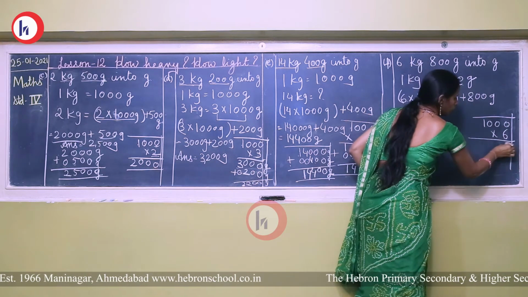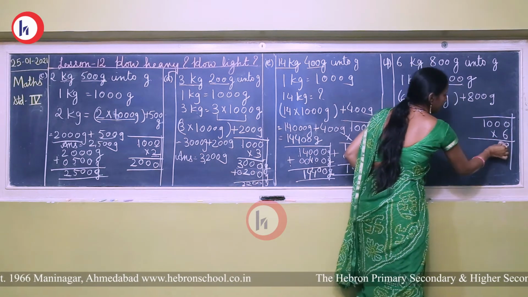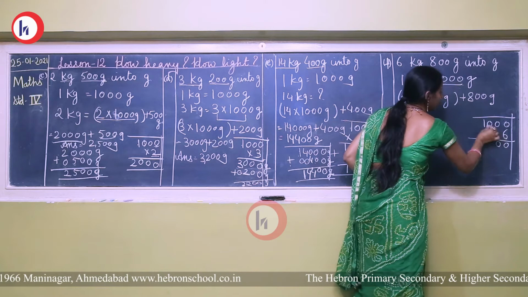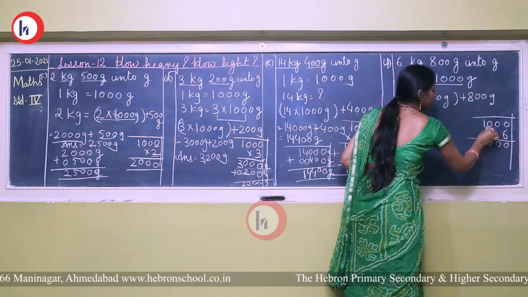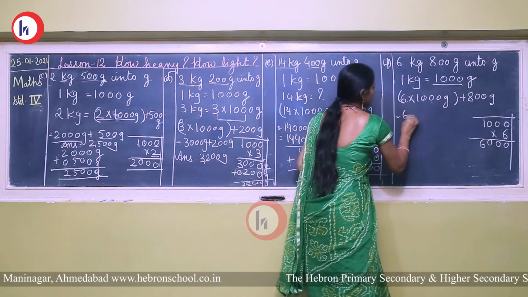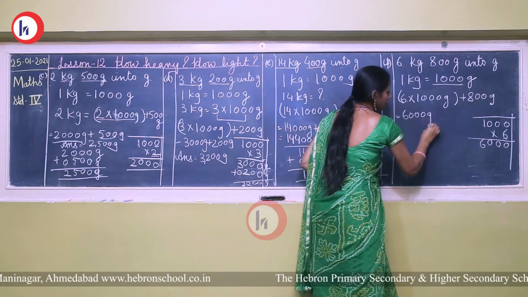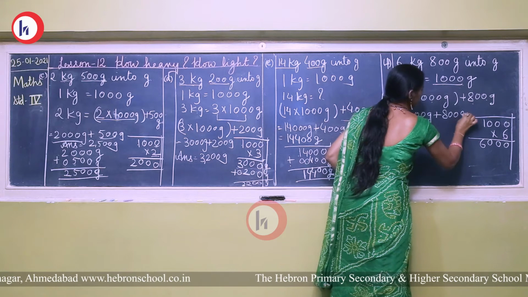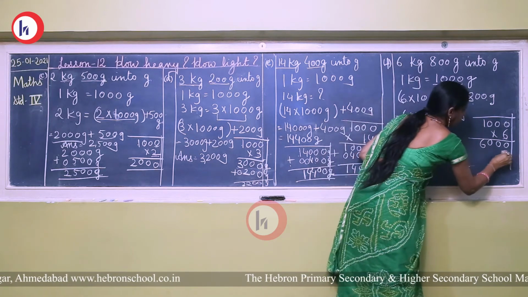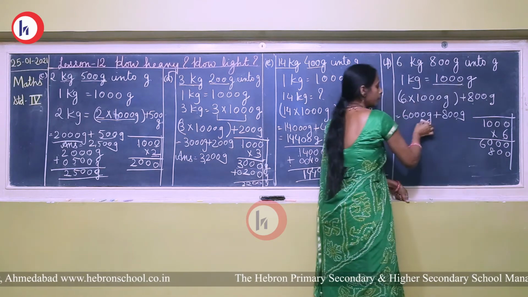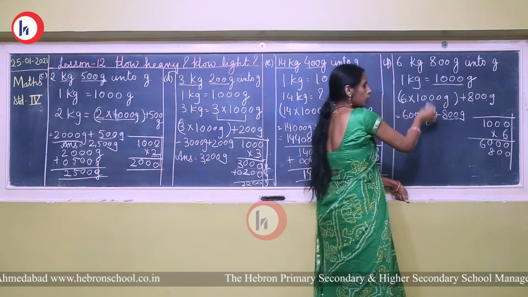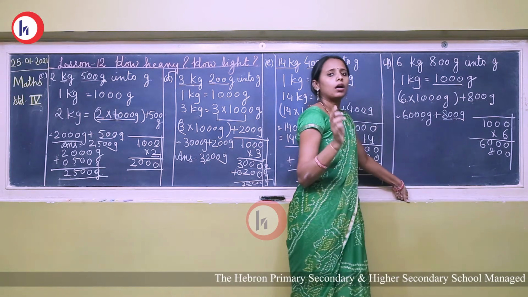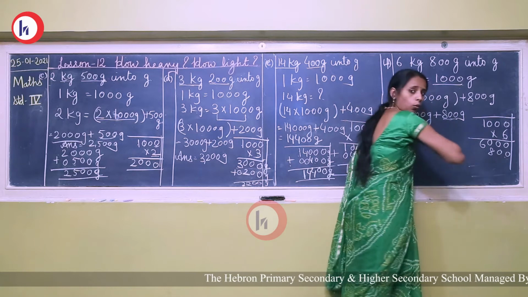6 multiplied by 0, 0. Then 6 multiplied by 0, again 0. Then again 6 multiplied by 0, 0. Now 6 ones are 6. Now here 6000 will come. 6000 gram plus 800 gram. Okay. 0, 0 and 8. As I explained you, whenever you will add, subtract, या you multiply, will start from the ones place.